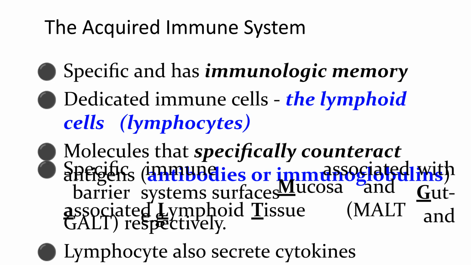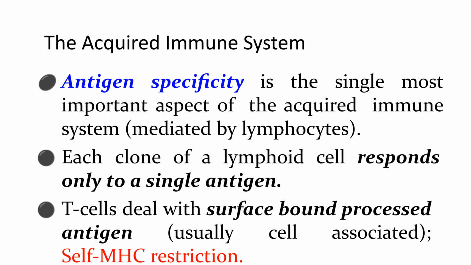It involves dedicated immune cells, such as lymphocytes, and molecules like antibodies or immunoglobulins that specifically counteract antigens. It also includes specific barrier immune systems like mucosa-associated lymphoid tissue and gut-associated lymphoid tissue. Antigen specificity, mediated by lymphocytes, is the single most important aspect of the acquired immune system. Each clone of a lymphoid cell responds to only one antigen.